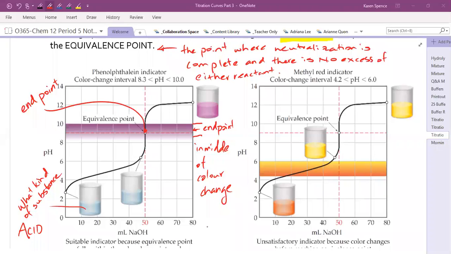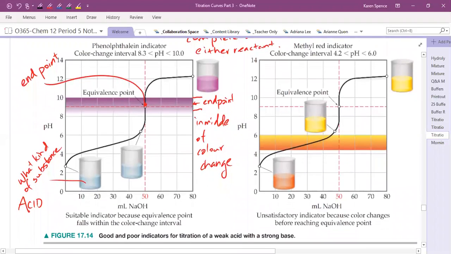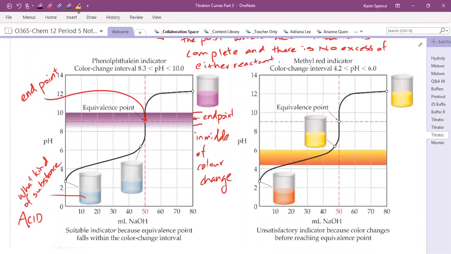Okay, when you're asked if it's a strong acid or a weak acid, I want you to take a look at some features of that curve. First of all, take a look at this little bit here. Right here, we have a hill. When we have that hill, that tells me that the acid is weak.